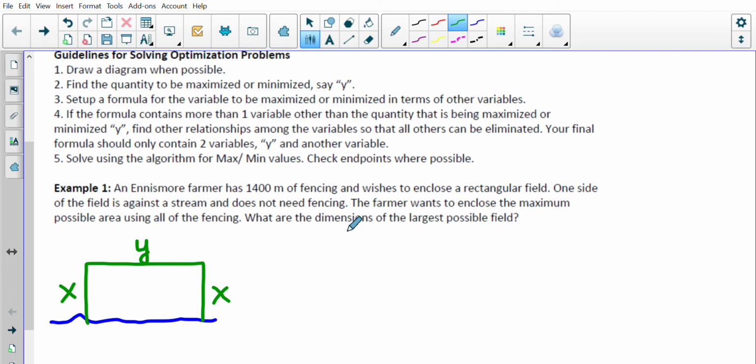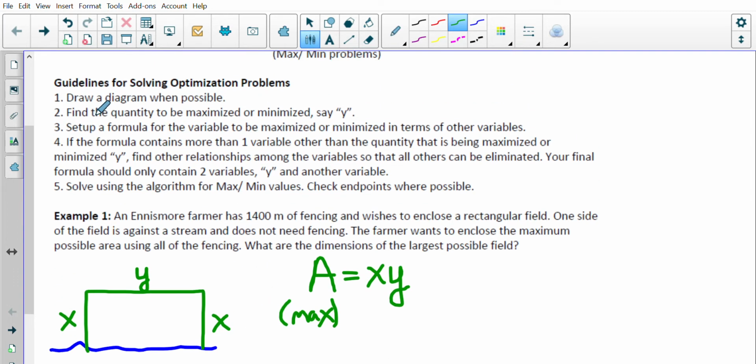Now we get to step 2: find the quantity to be maximized or minimized. Well, in this case, what are the dimensions of the largest possible field? So what we're trying to maximize here is the area. We need the max of the area. Now in this case, the area of our rectangle is length times width, which would be x times y. So that's step 2, we found the quantity. Step 3, we did that. Then we get to step 4.